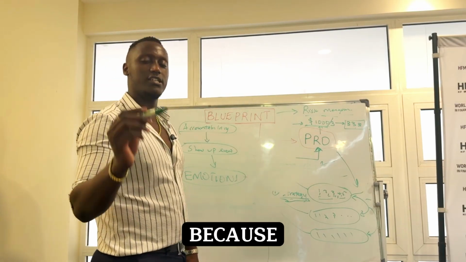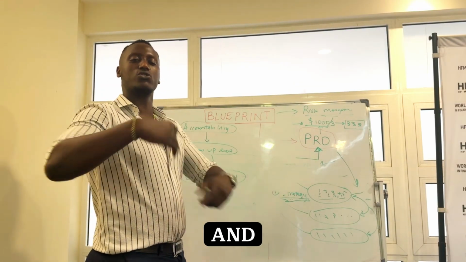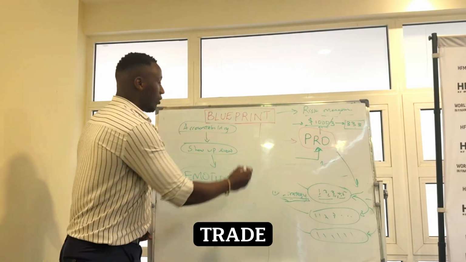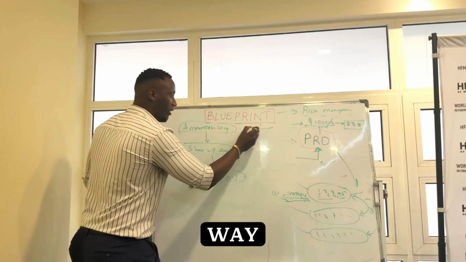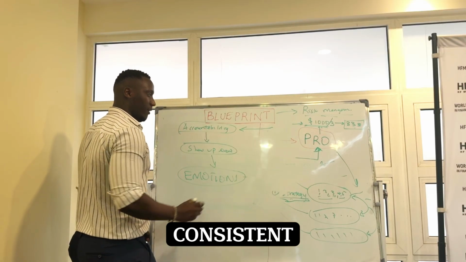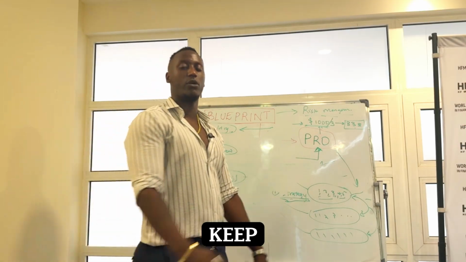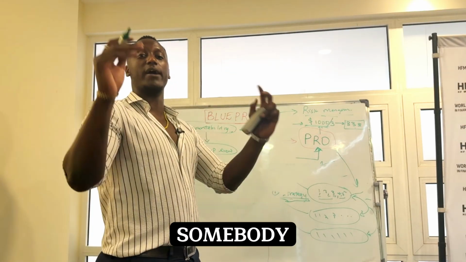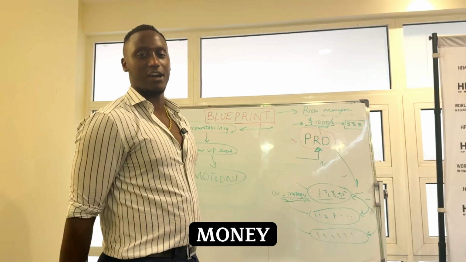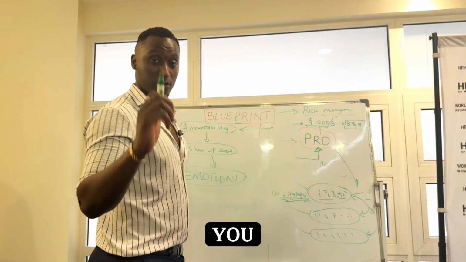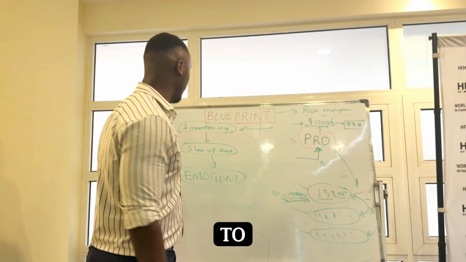Because each trade is unique and it's not going to work out just like the previous trade. So the only way you are going to become consistent is by keeping yourself accountable. If you can't keep yourself accountable, pay somebody a lot of money to stay accountable. That way, you'll feel pain when you don't show up because you're paying somebody to keep you accountable.